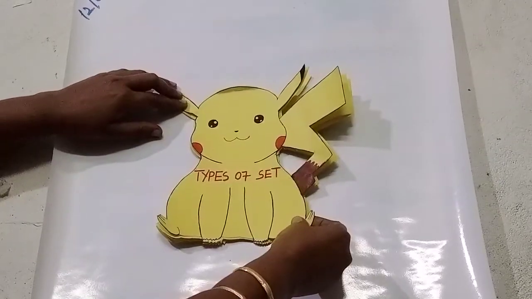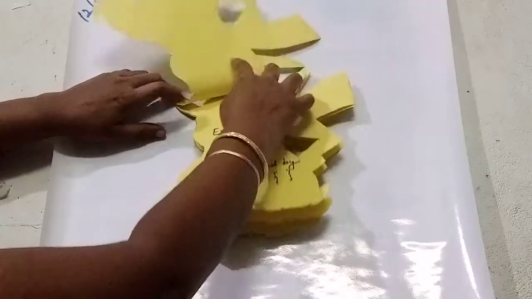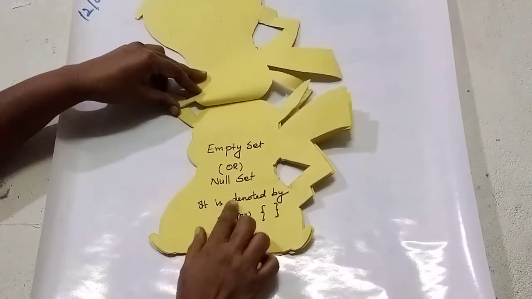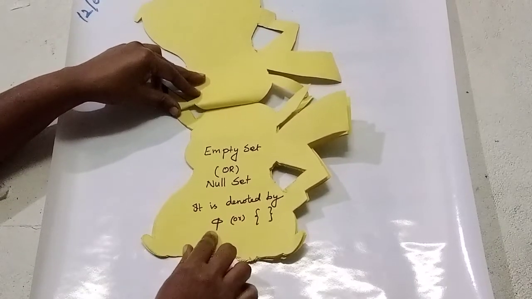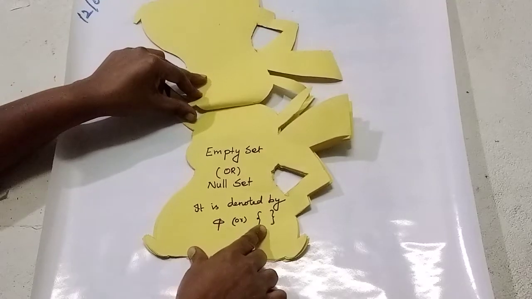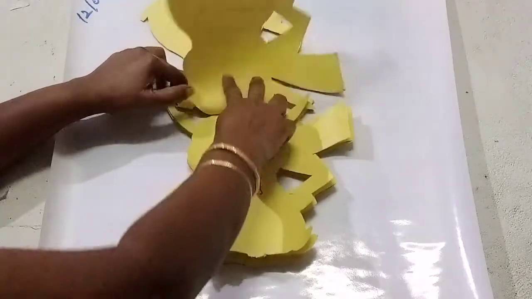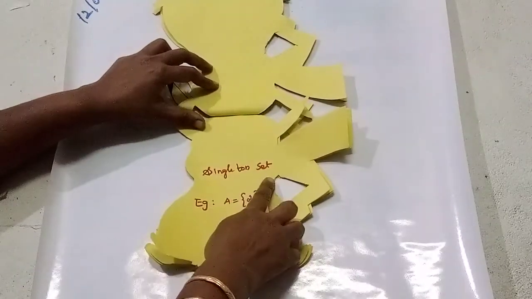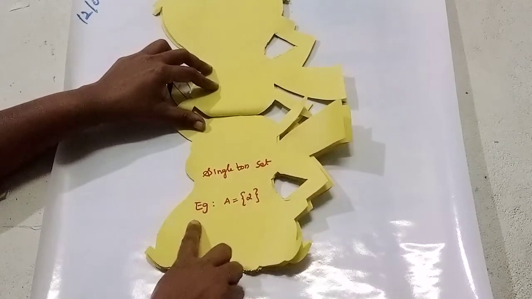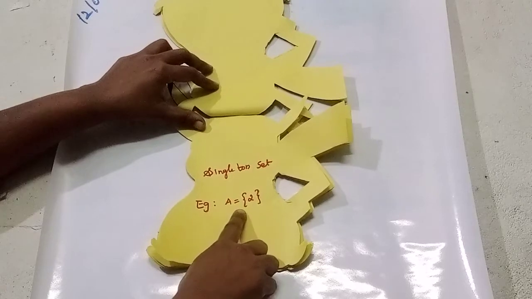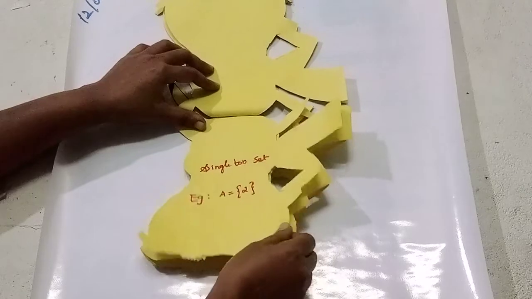So let us recall the types of set. First, empty set or null set. It is denoted by the symbol pi or the empty symbol. Next one, singleton set. A set having only one element. Any one element we can choose. I have chosen the example, set A is equal to 2. Only one element is there, so it is known as a singleton set.